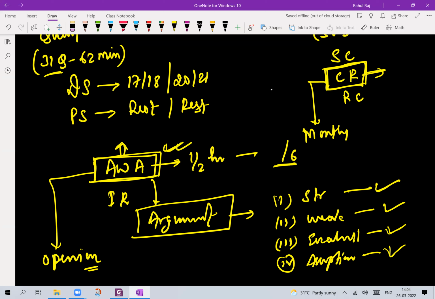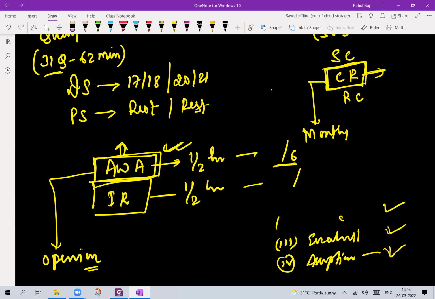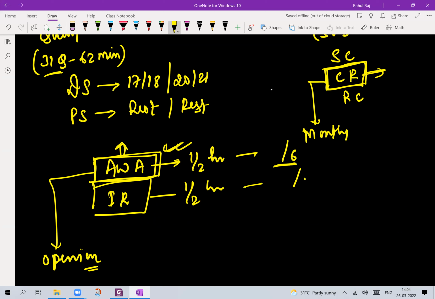The second section is integrated reasoning, which is again a half an hour section. The total scoring for IR is 8. You will be scored out of 8. And there will be a total of 12 questions in IR.